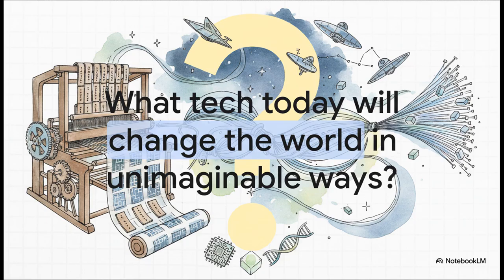Back in 1804, people saw a machine that could weave amazing patterns. They probably just thought, wow, that's a better way to make fabric. They could never have imagined that its core idea, storing instructions separately from the machine, would one day lead to things like space travel or the internet. So it just begs the question, right? What are the punched cards of our time? What technologies are being invented today that are quietly laying the foundation for a future we can't even begin to predict?